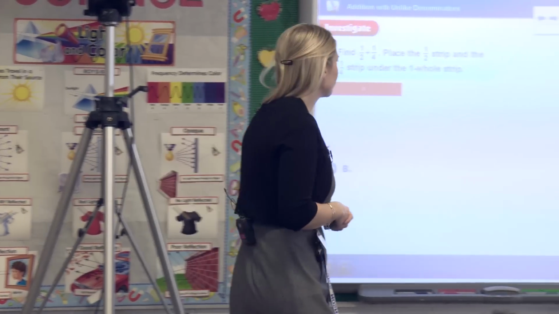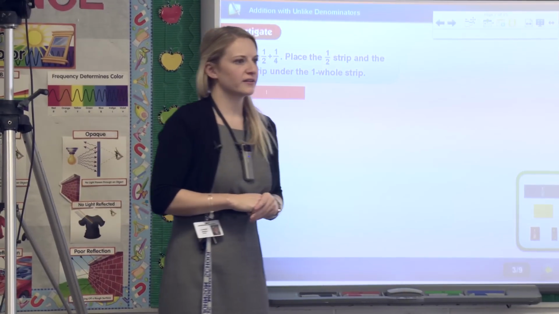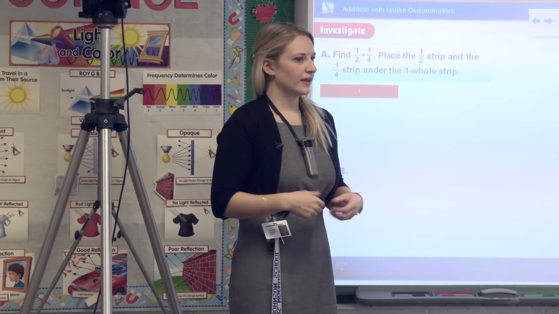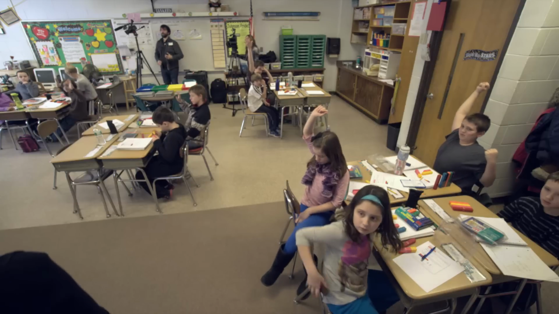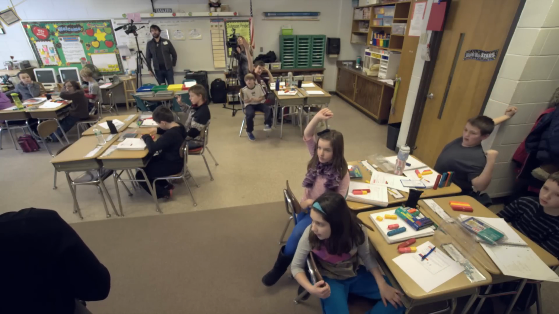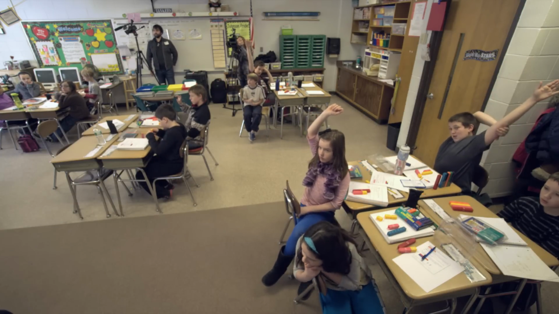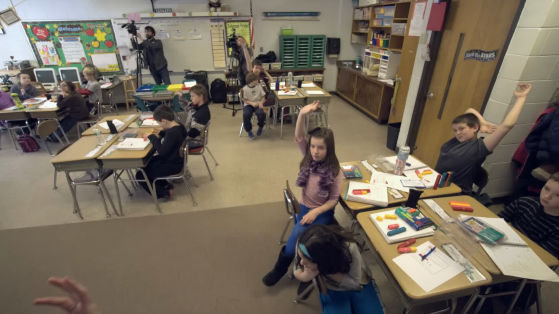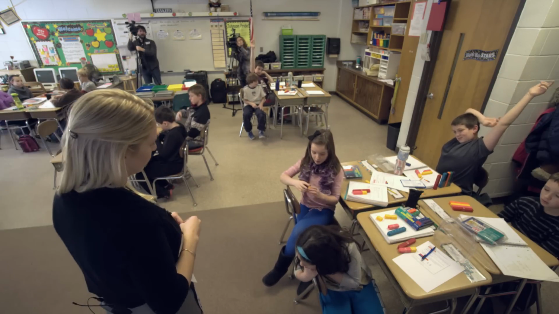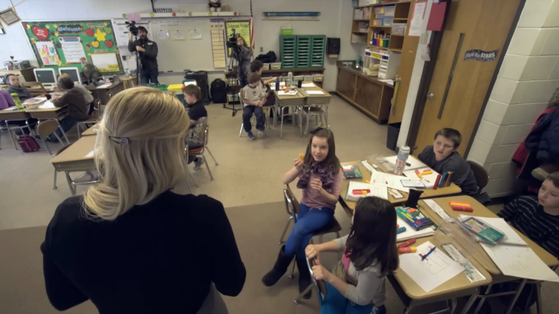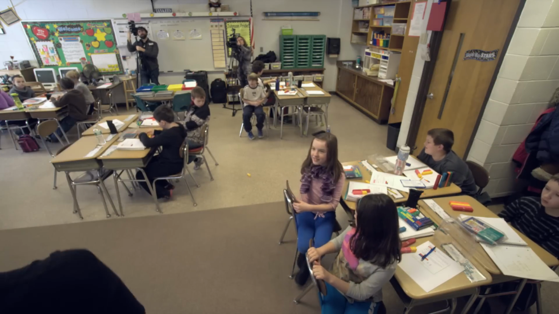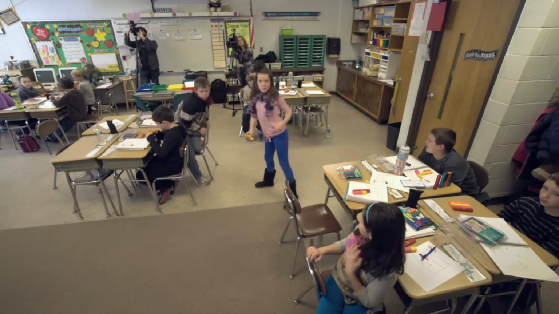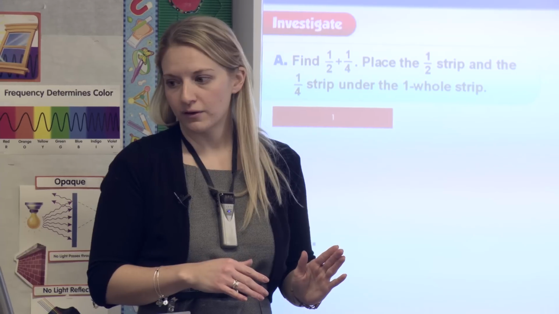All right, who can share with me how they developed their thinking? So hands are free. If you did not finish, we're going to develop it together. Who can tell me what they did? How did they develop that? What did you do? What did you think? Kaden. Well, I took 2 of the fourth blocks and I put it next to the half block. Okay. So first, Kaden, before you even did that, how did you model out 1/2 plus 1/4?